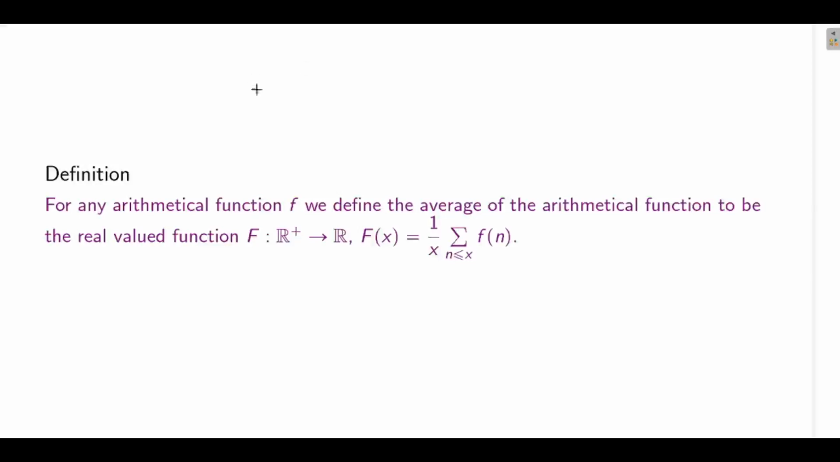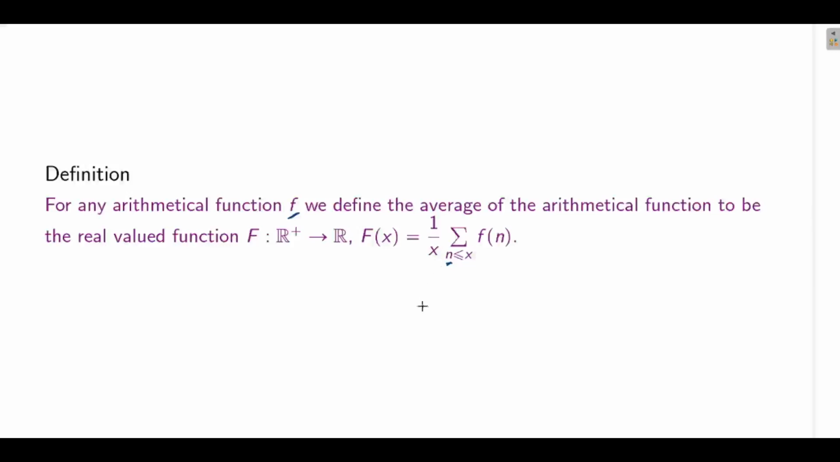So the average of an arithmetical function f, small f, is capital F from R plus to R, where F of x is 1 by x times the summation of all n less than or equal to x, f of n. Here this n is going to take only natural numbers less than x. So this is the average of an arithmetical function.